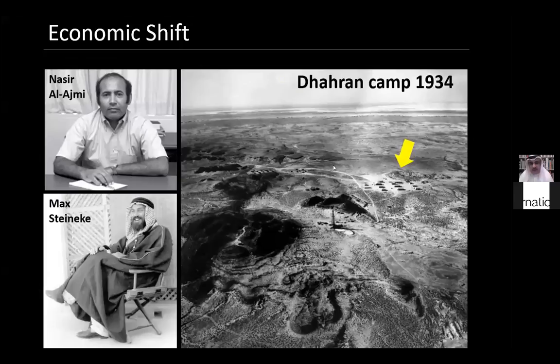The year after signing the agreement, in 1934, Dahran, which was a completely unoccupied piece of desert, had its first camp that, I hope you can see here, under the yellow arrow. And immediately, the American engineers and technicians and geologists poured into Dahran to look for oil. And this process continued until 1938. You could see here signs of this change.